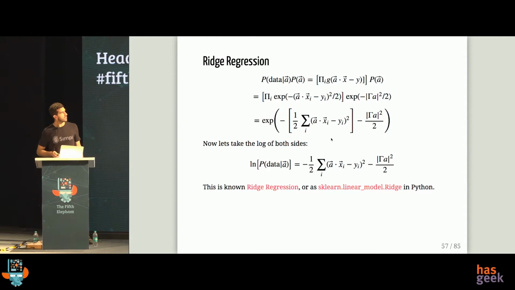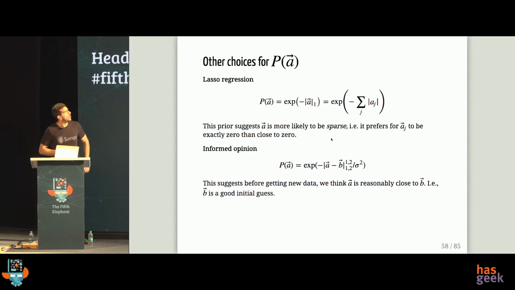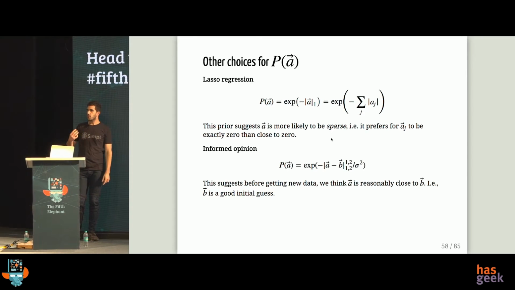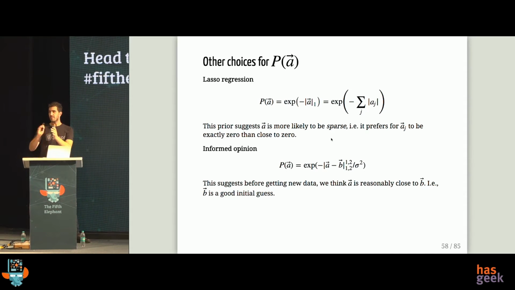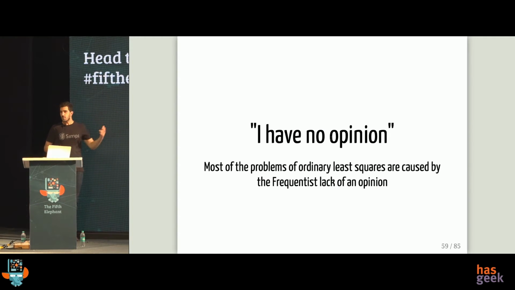Okay, I'm running a little slower than I'd like to be. So I'll just mention there's quite a few other choices depending on what you think the data looks like. A popular choice is L1 instead of L2, which basically leans you towards sets of coefficients that have a lot of zeros. So you'll still try to fit the data, but if you have a 0.01, you'll round that down to 0 because you think that's more likely. Most of the problems you run into from least squares are caused by this frequentist lack of an opinion.